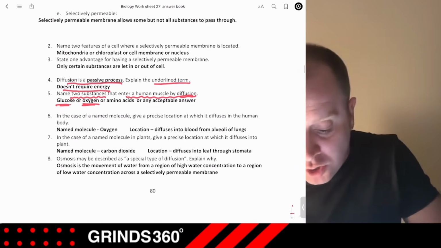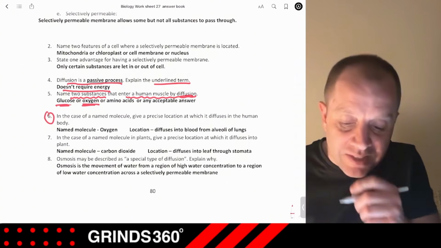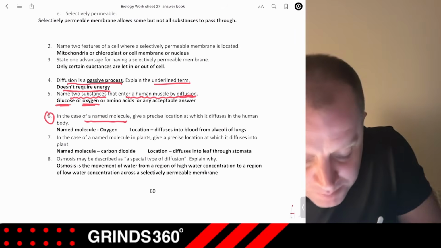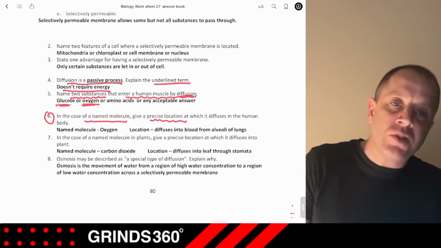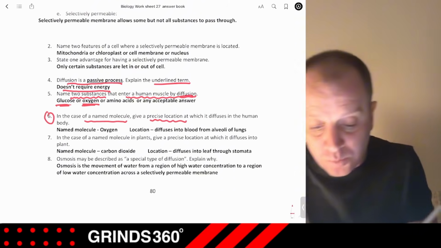Okay? Now, look at question 6. It says, in the case of a named molecule, give the precise location at which it diffuses into the body. So what molecule are we going to name?